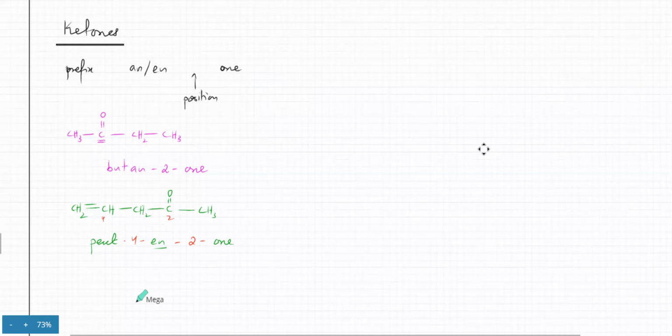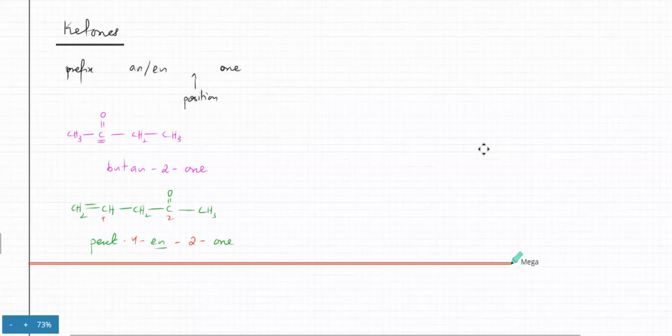Sir, I have a question. Yes. Sir, I was saying that for ketones, is this oxygen supposed to be on the second carbon always? Your question is, why isn't it 4?